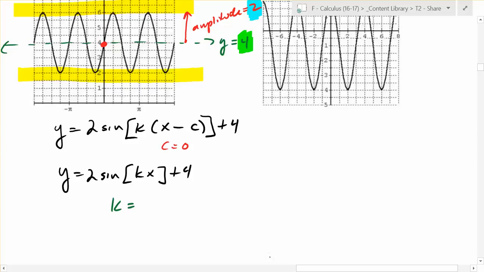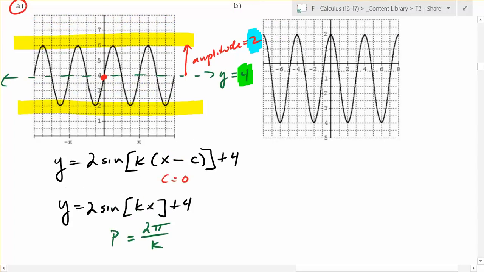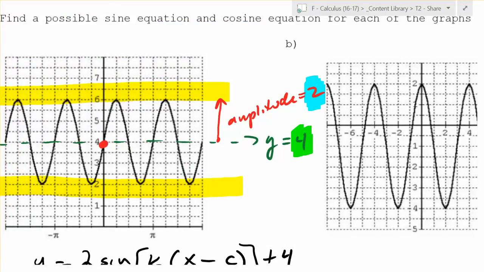You have 30 seconds. Yeah, the period is 2 pi over k, is that true? Right there. So in this case, what does period represent? What is the definition of period? One full revolution, right?